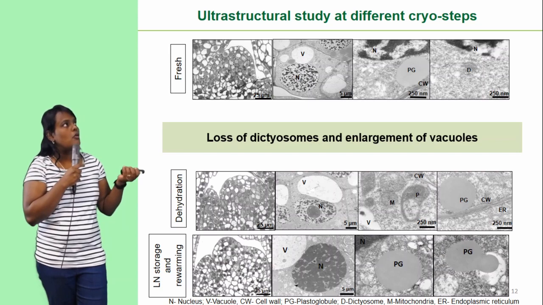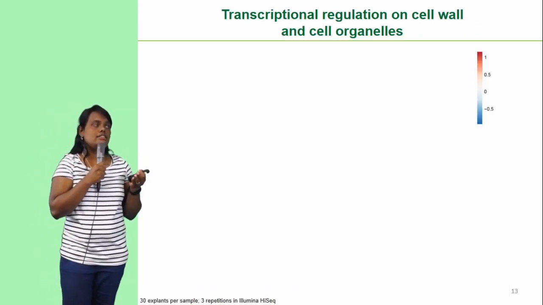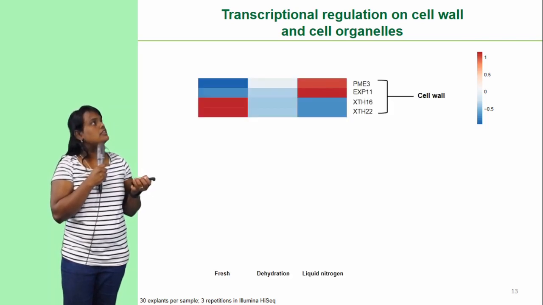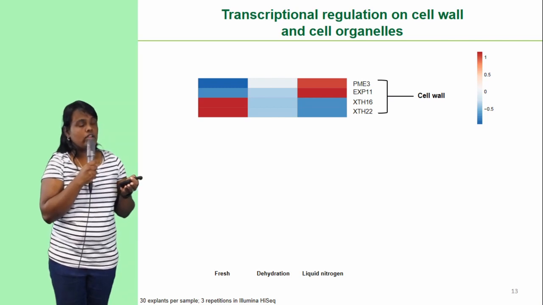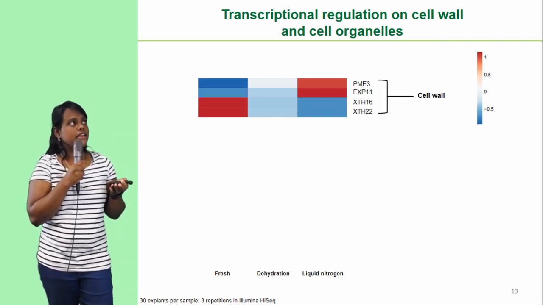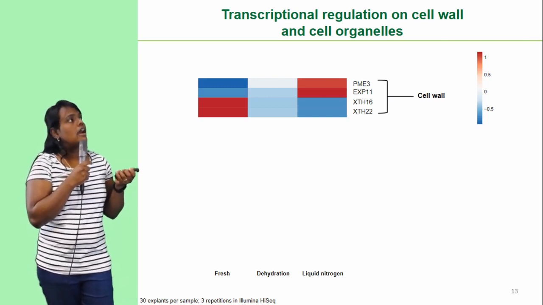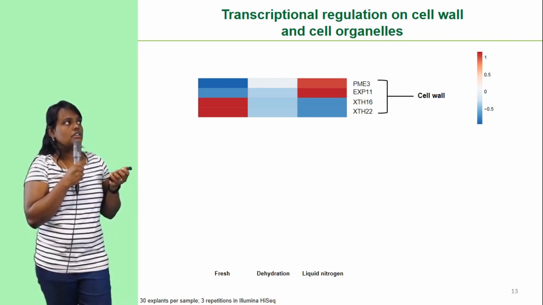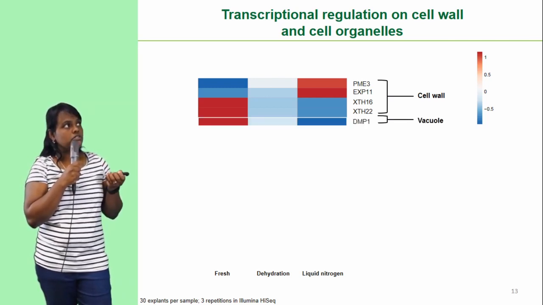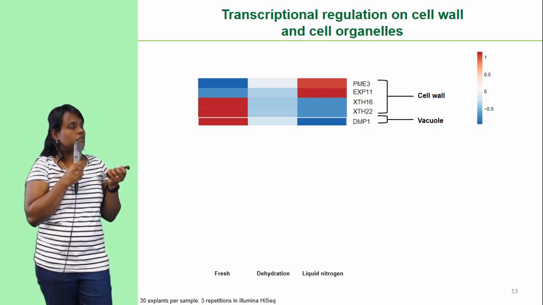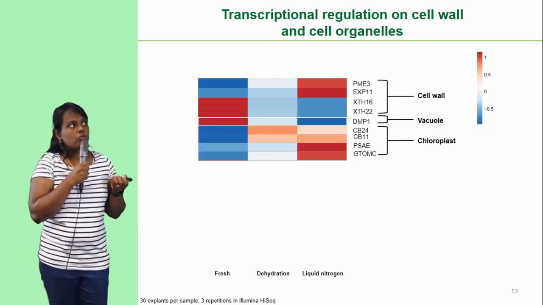Now let's see which genes are responsible for this regulation of cell wall and cell organelles, and are differentially expressed. There are a few genes which are responsible for the cell wall. They are pectin methyl esterase and expansin, which are upregulated, and xanthine genes, which are downregulated. There are also genes for vacuole, which are the synthesizing gene DMP1, and chloroplast genes.